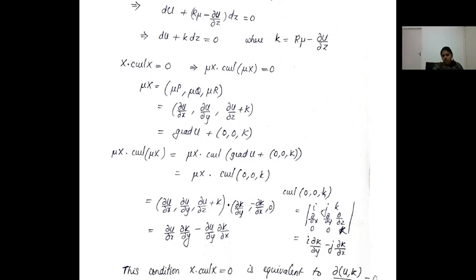So I have calculated here curl of (0, 0, k). So we are going to get i ∂k/∂y minus j ∂k/∂x. So that's what we are going to get. So when you calculate μx dot curl μx, that will be equal to this. So this is the value of μx and curl (0, 0, k), which you get as ∂u/∂x into ∂k/∂y minus ∂u/∂y into ∂k/∂x.